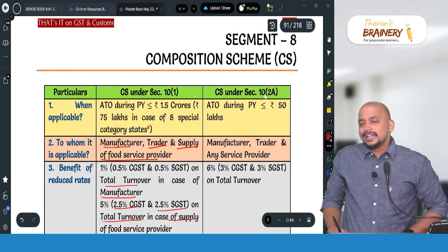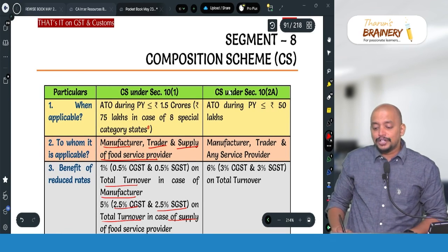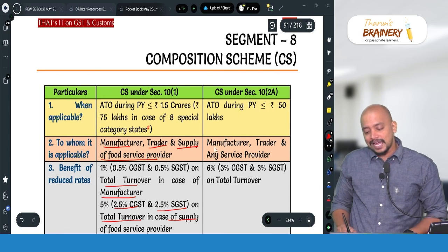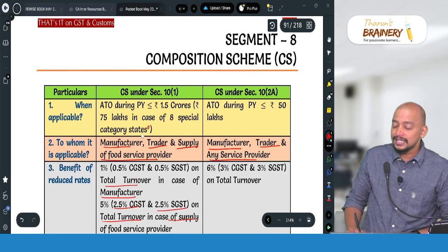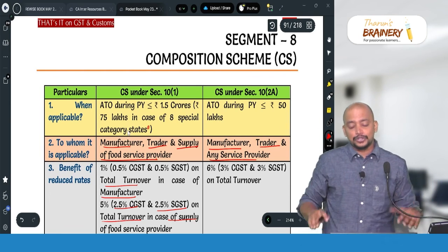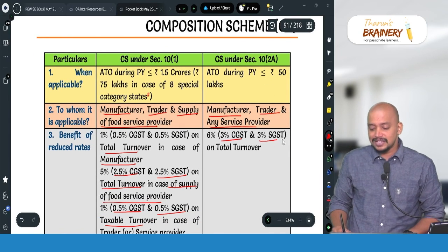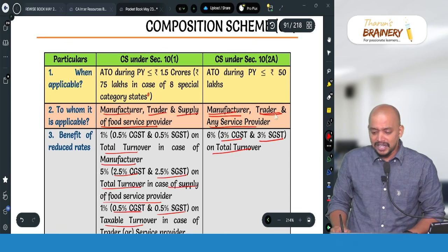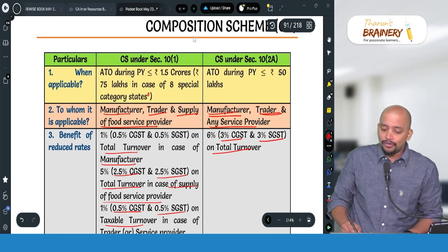So the composition scheme under 10(2)(a) is applicable if aggregate turnover during the previous year does not exceed 50 lakhs. And who can go for 10(2)(a)? Any manufacturer, trader or any service provider. But for a manufacturer, 10(1) is more beneficial because the limit is also high and the rate is also less. In case of 10(2)(a), the rate is 3% CGST, 3% SGST on total turnover. So manufacturers and traders will definitely go for 10(1). Even a supplier of food service provider will also go for 10(1).